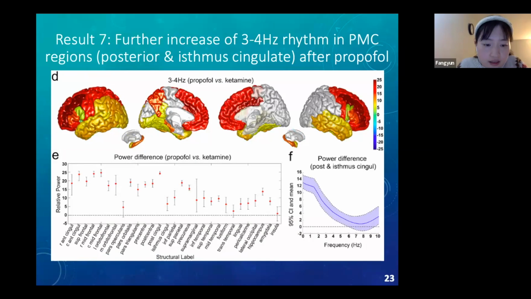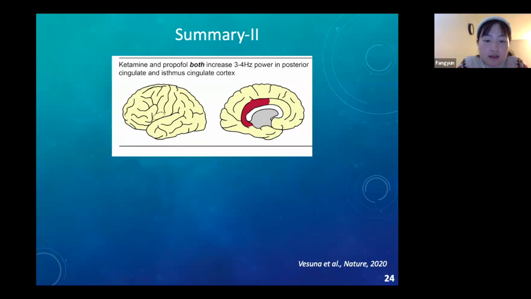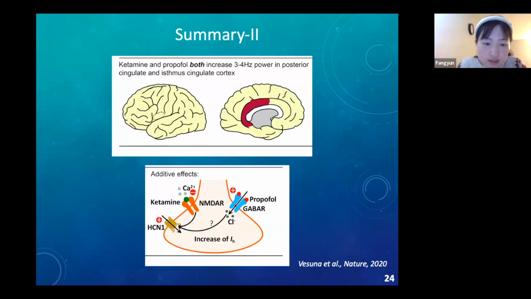Here are the 3 to 4 Hz power changes after propofol. We found that propofol significantly increased the 3 to 4 Hz power in most of the brain regions, including the PMC, suggesting that the effects of ketamine and propofol on the 3 to 4 Hz PMC rhythm are additive rather than antagonistic. From this data, we found that ketamine and propofol both increase 3 to 4 Hz power in posterior cingulate and isthmus cingulate cortex. The neurocircuit mechanism was proposed as below.